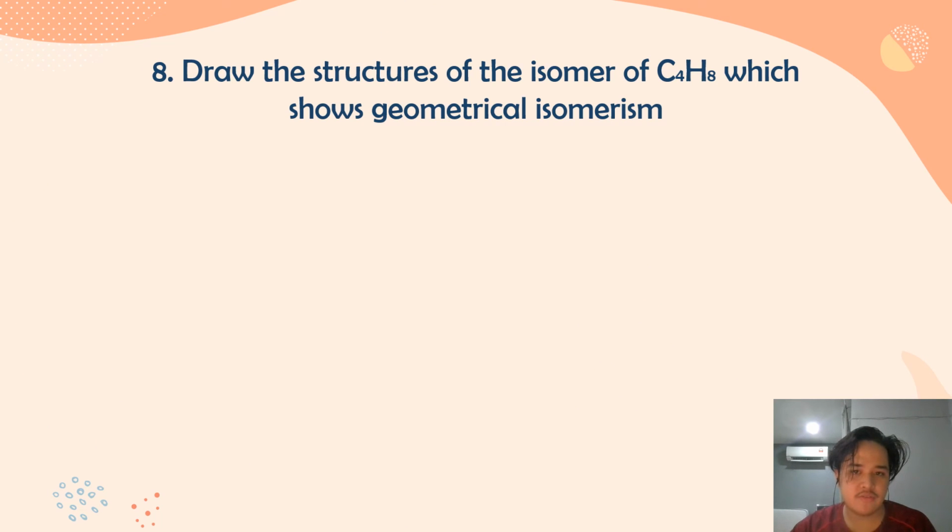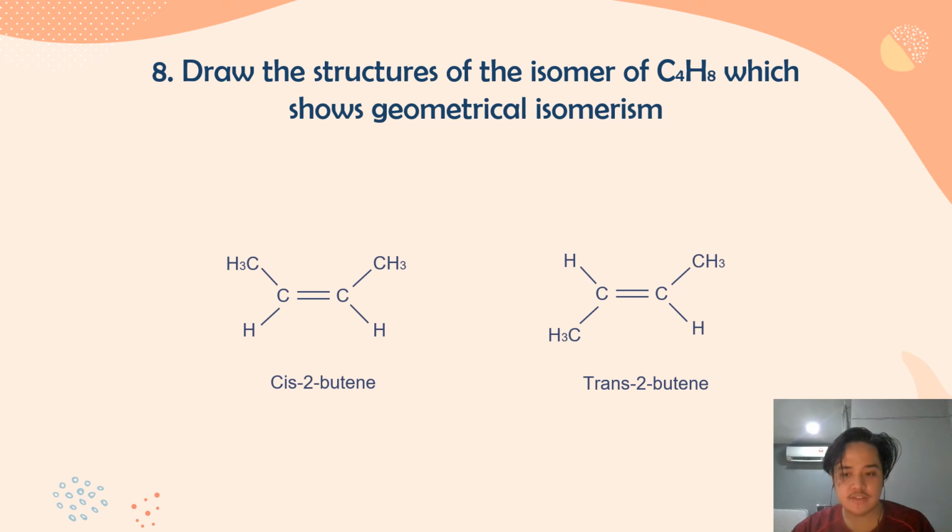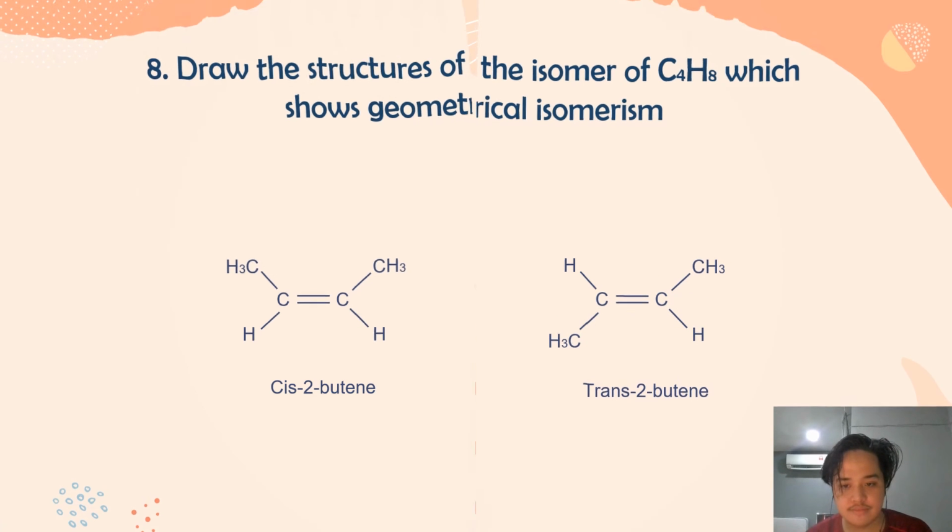Draw the structures of the isomers of C4H8 which show geometrical isomerism. So the first one is cis-2-butene and the other one is trans-2-butene.